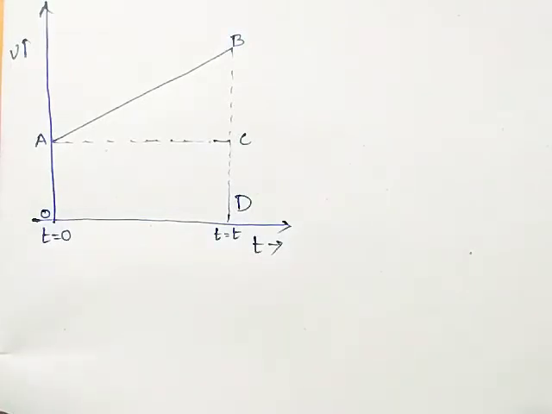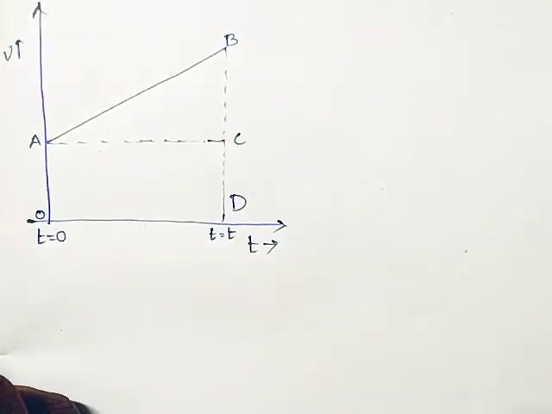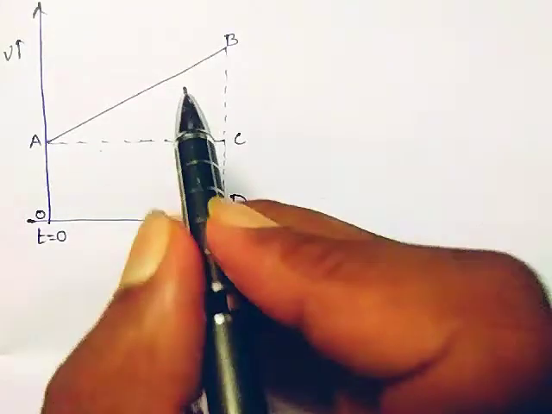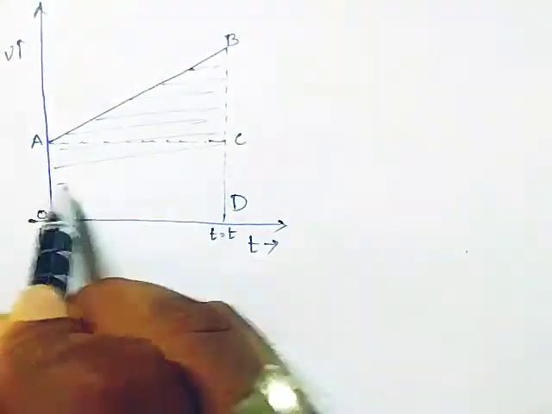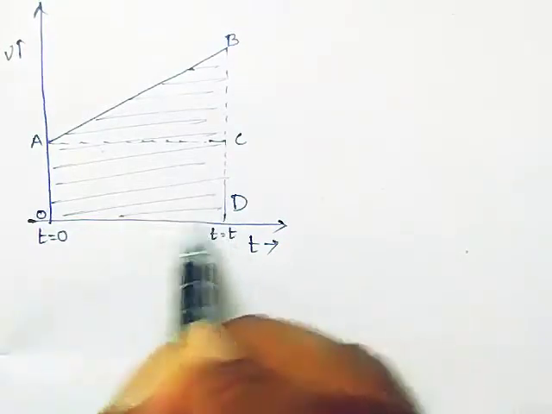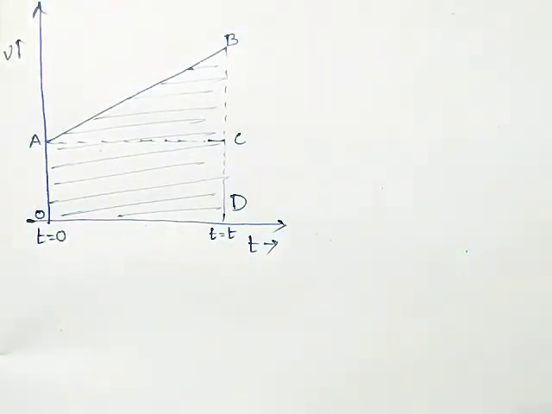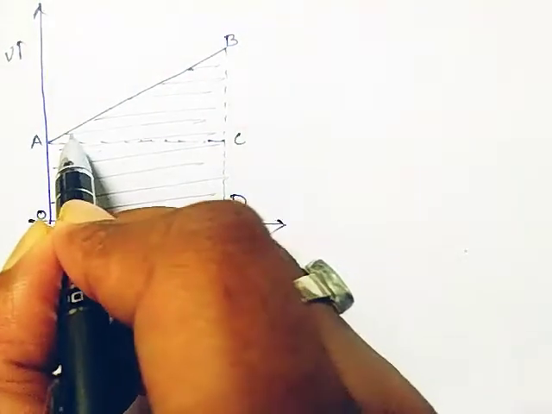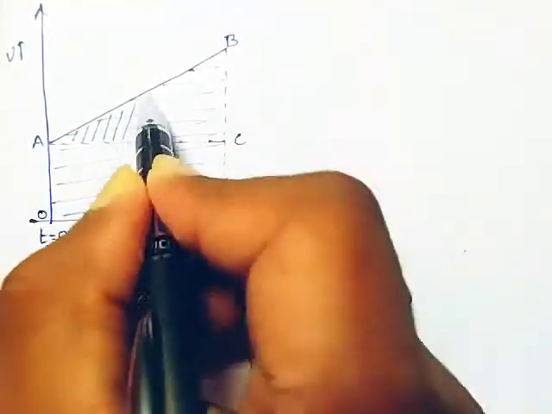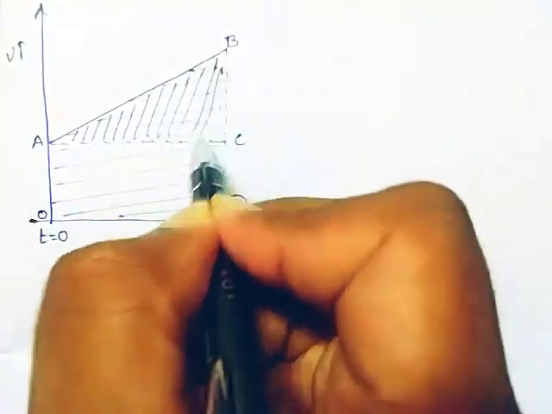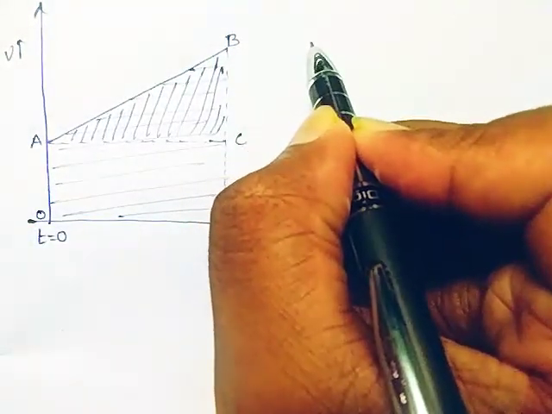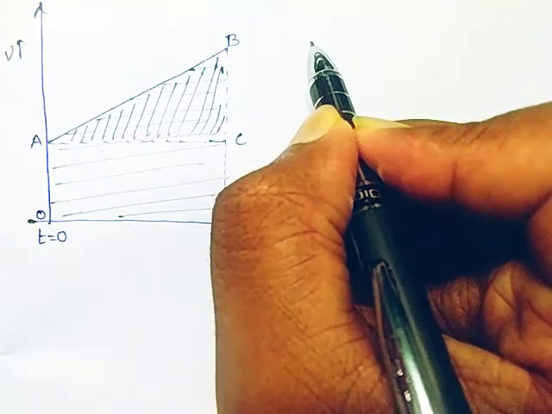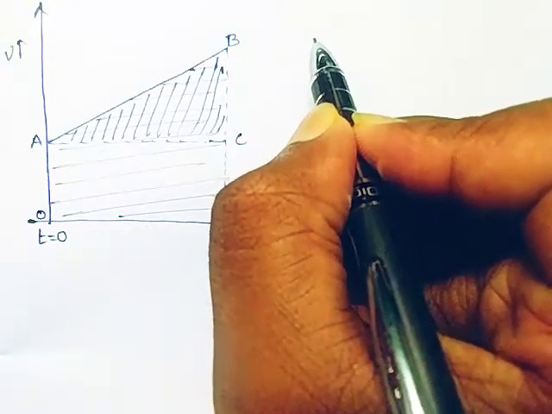Now if I calculate the area of this velocity-time graph, then obviously I have to calculate the area of this shaded region. But for the time being, we can separate this shaded region into two parts. Let us consider this is a triangle and this is a rectangle. The area of the velocity-time graph basically represents the displacement or the distance here.